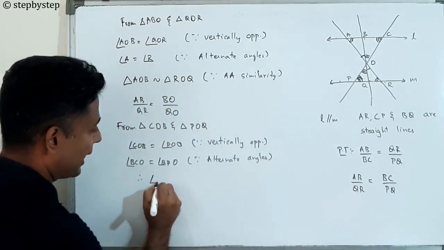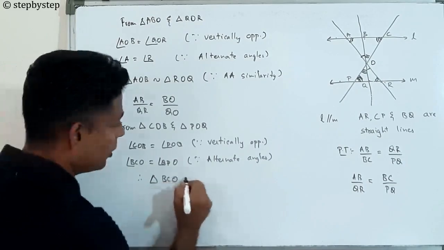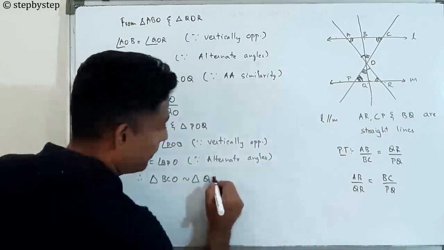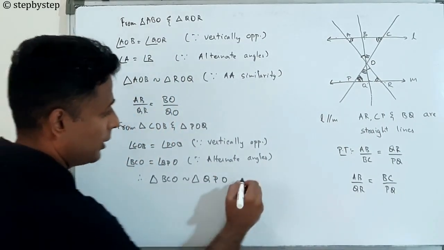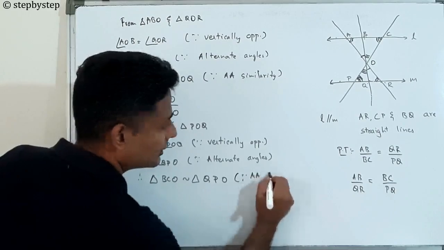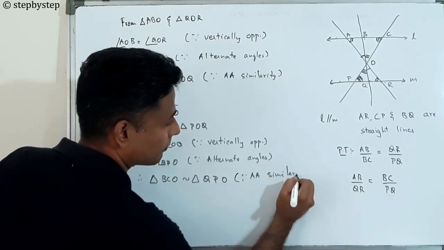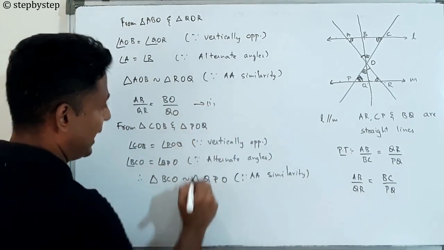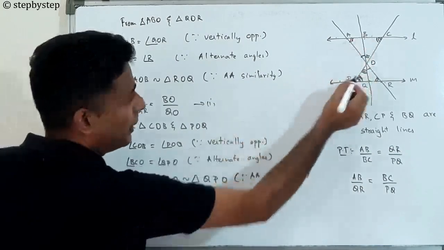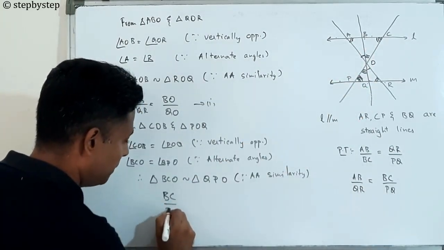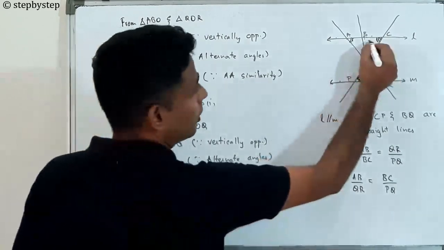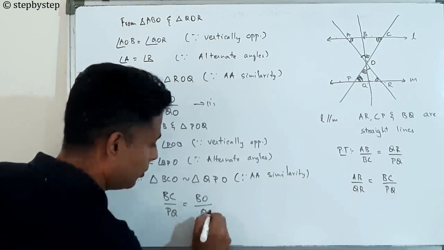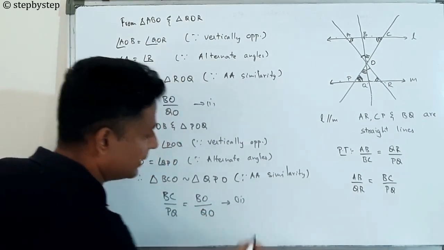So therefore triangle BCO is similar to, again I started with B, which means here I need to start with QPO. What is the reason? Double A similarity, right? So what do we get? Let's take this as 1, and from this what do we get? BC by PQ equal to BO by OQ, or BO by QO. I'll write QO, right? This is our second thing.